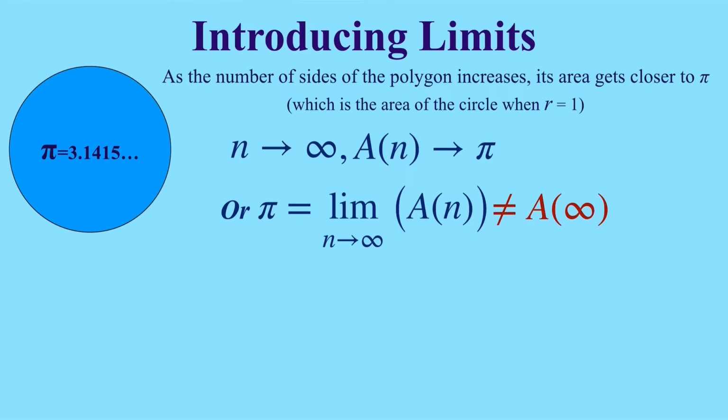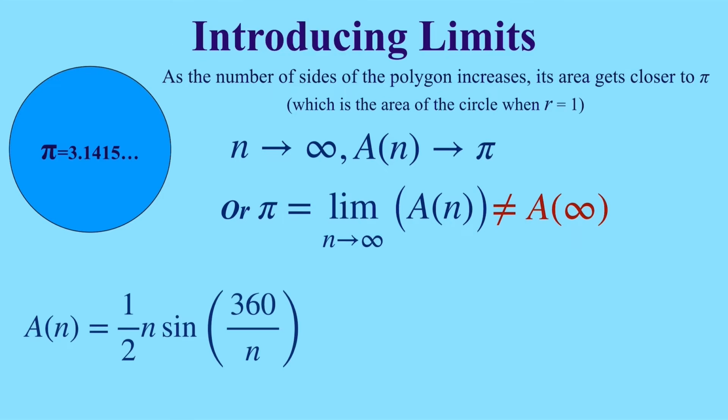But the idea with limits is that if we can get close to infinity, then we can get a good approximation. We get a value, even though it's not quite the same as putting infinity into the original function. So there's a subtle but important distinction between the limit as n goes to infinity of A of n and A of infinity.